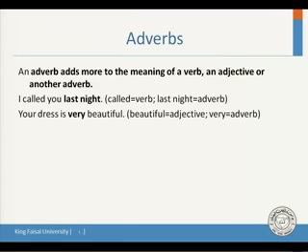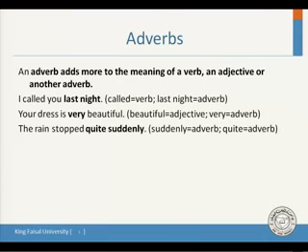Another sentence, your dress is very beautiful. Now, the adverb is very. Very is an adverb that gives more or adds more to the meaning of the adjective, beautiful. So your dress is not only beautiful, it's very beautiful.